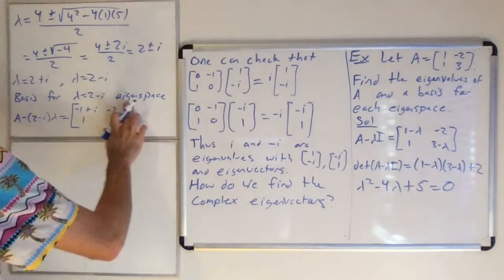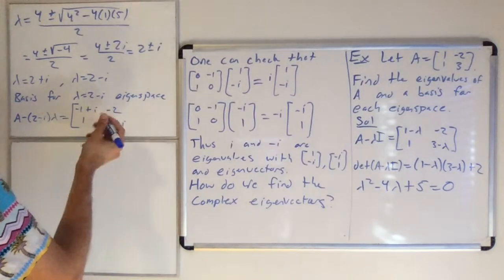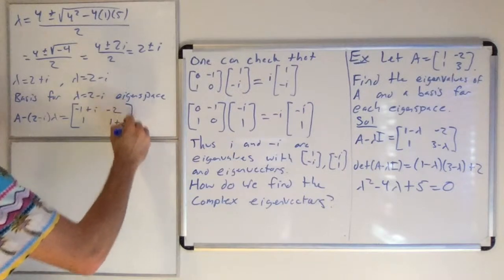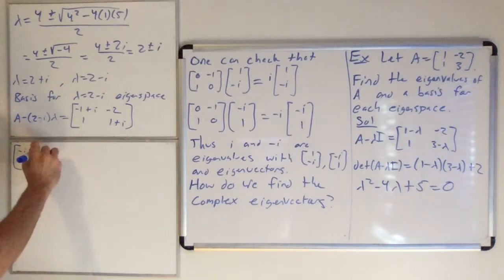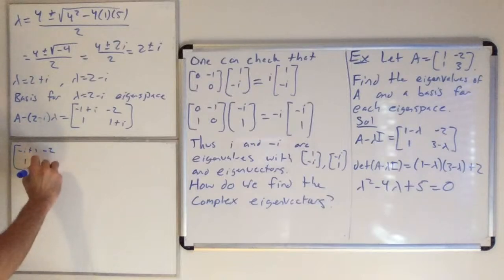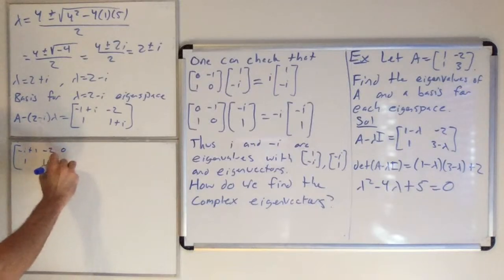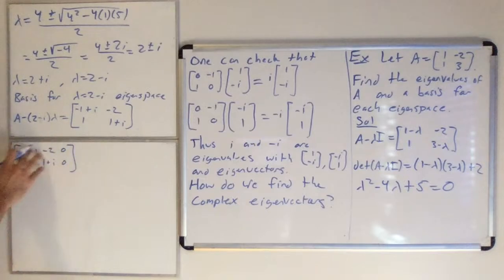And yeah, I guess we'll have a row of zeros. Well, now we want to find the null space of this matrix. So we'll take the same matrix, put a row of zeros at the end, and reduce this until we get reduced row echelon form here, and then we'll be able to read off our solutions.